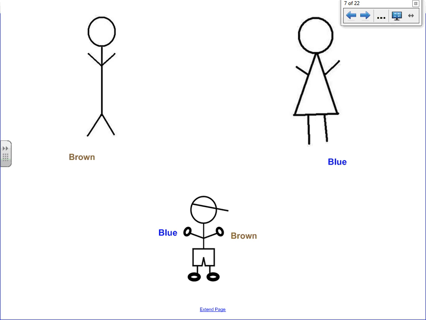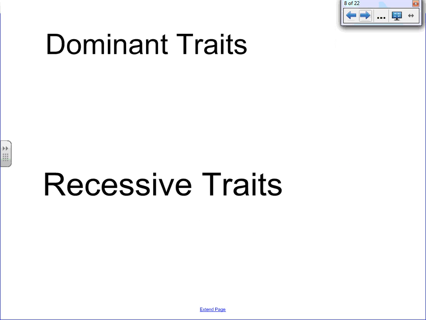If you were kind of confused about that, you should probably go back to the last video. Why were they brown? Well, remember that brown is the dominant trait. All right, dominant traits show if there's both a dominant and a recessive trait present. In this case, blue eyes are recessive and brown eyes are dominant. So if you have both blue-eyed genes and brown-eyed genes, you have brown eyes.